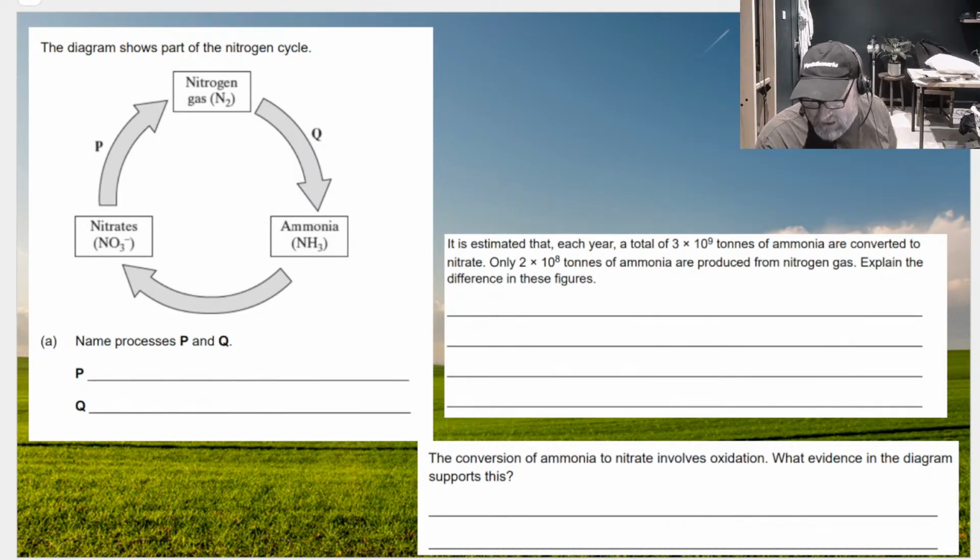P is denitrification. Q is ammonification. Sounds good. So P is definitely denitrification, 100% right. You might think that Q is ammonification, but they might also put nitrogen fixation, because you can make ammonia through the process of nitrogen fixation as well, in the root nodules of the plants by rhizobium.